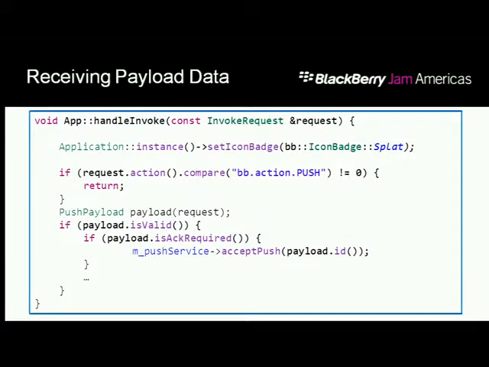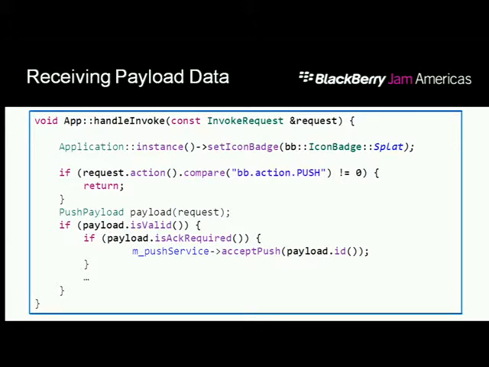So the next thing we do is we make sure that the action is indeed push. Your application could register for a few different invocations, so we just make sure, yeah, it is a push, and if it isn't, we're going to return, because that's all our application wants to handle right now. Next thing we do is we extract the push payload from that invocation request. We check to make sure the payload is valid, and then we check to see if an acknowledgement is required.